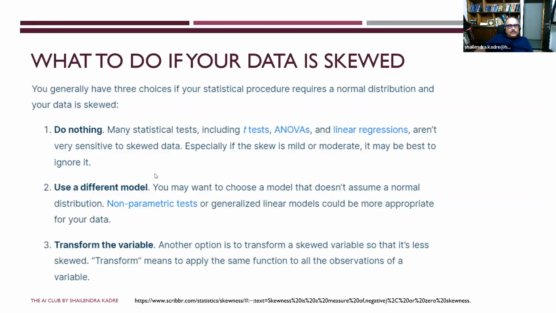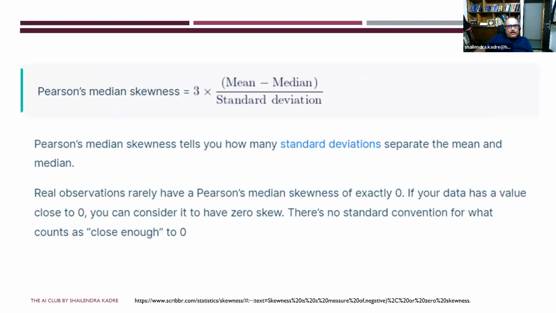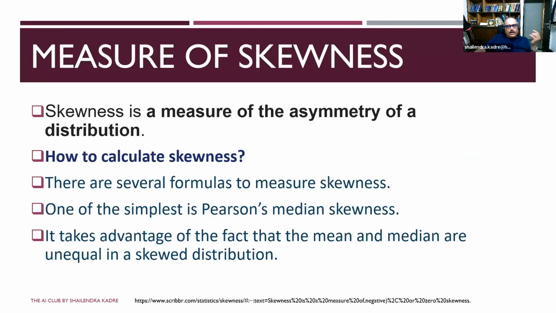So now, these 2, 3 things we have learned. One, what is skewness? Why do we study skewness? We study skewness because in normal practice, our data will be skewed only. Very few cases you will get a perfect Gaussian distribution. So you should know how to deal with skewed data.